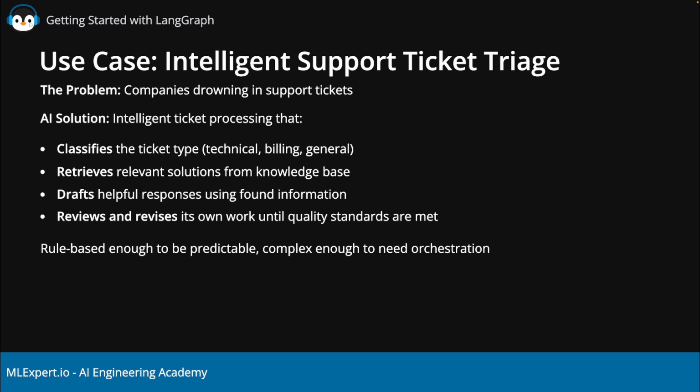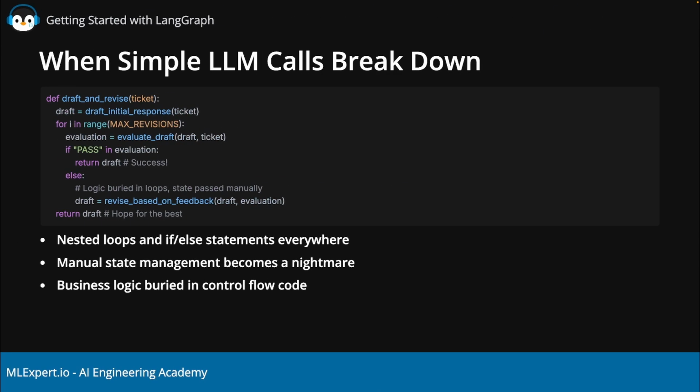The use case that we're going to be using here is an intelligent support ticket triage. In this case, we're going to be working with a company that is receiving a support ticket and it needs to do a lot of steps in order to process this support ticket. We're going to be doing classification, retrieving private knowledge base information, drafting responses, and reviewing and revising this response. In this case, an AI agentic workflow will work great. Also, we're going to see how we can implement this as a complete AI agent.